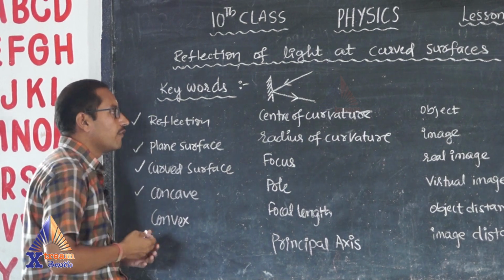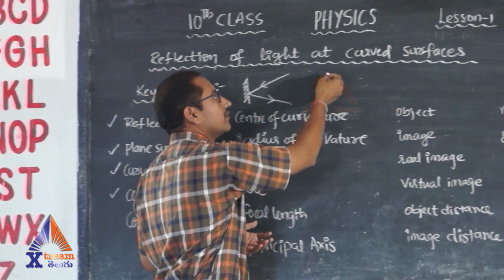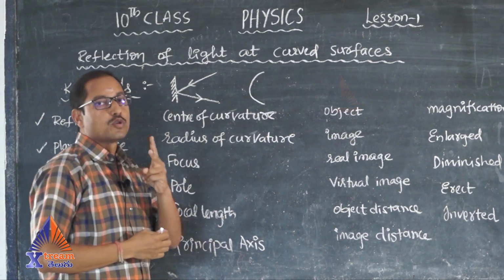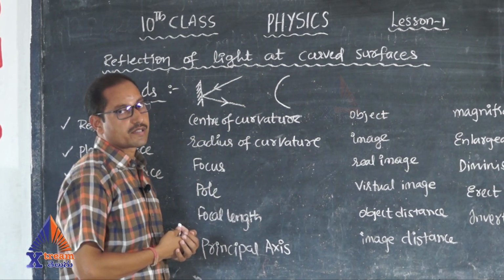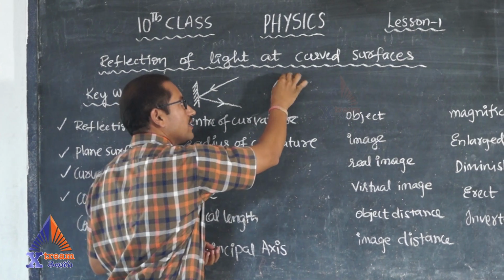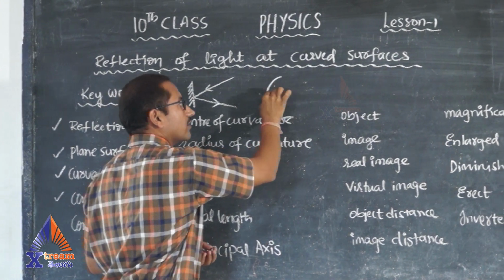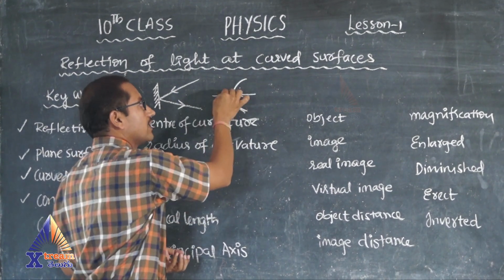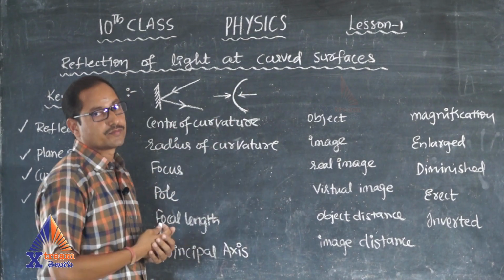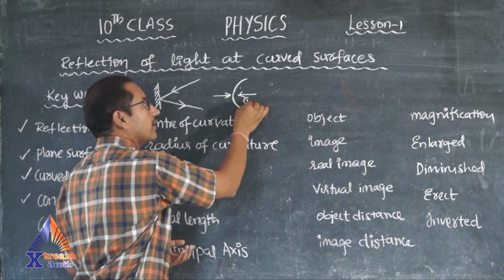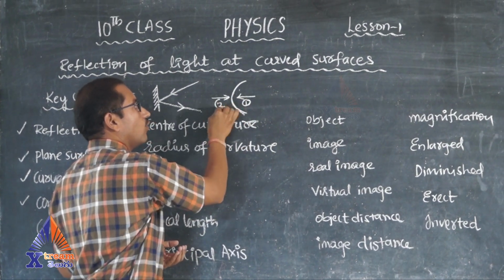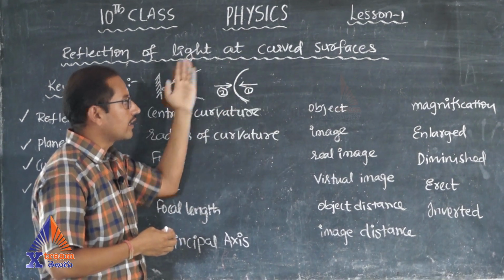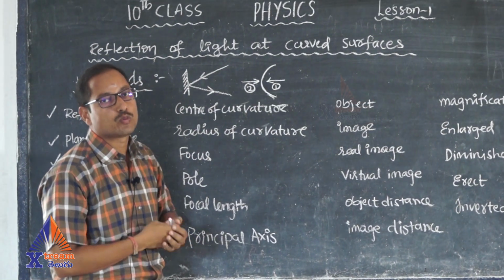Now, when I take a curved surface, I will have two faces for this curved surface. One is a face which is bulged inside, seen from this side. The second one is a face which is seen from the other side. Here let me name them 1 and 2. This is surface 1 and the other one, on the opposite side, is surface 2.